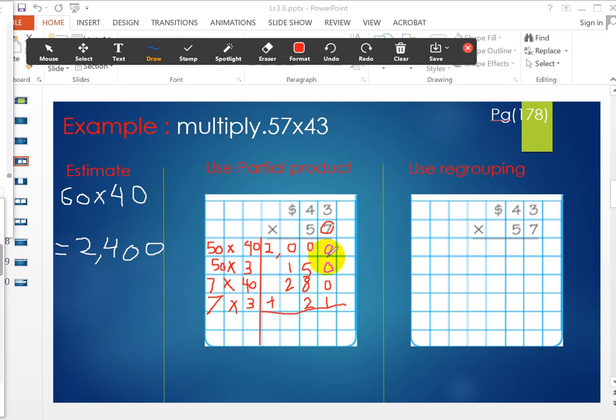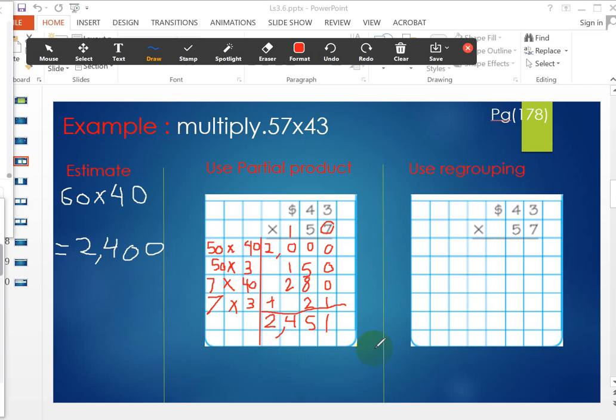Okay, 0 plus 1 equals 1. 0 plus 5 equals 5. 5 plus 8 equals what? Equals 13. 13 plus 2 equals 15. So I will write 5 here and 1 above the hundreds. 1 plus 0 equals 1. 1 plus 1 equals 2. 2 plus 2 equals 4. There is no thousand, so I will take the 2 and write it here. So the final answer is 2451.